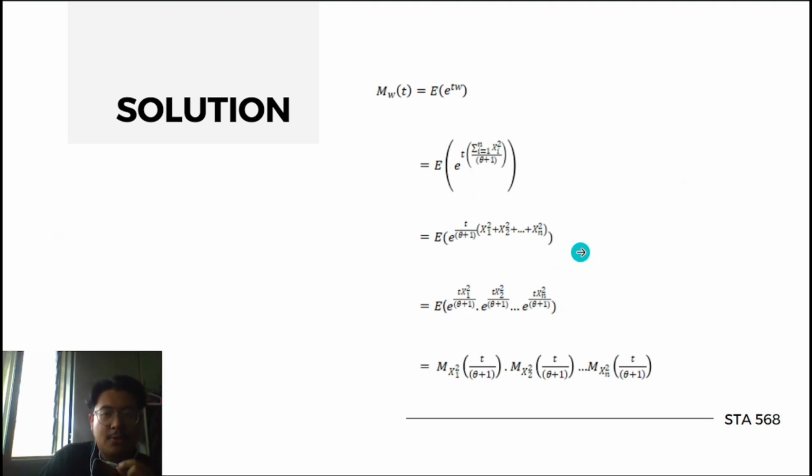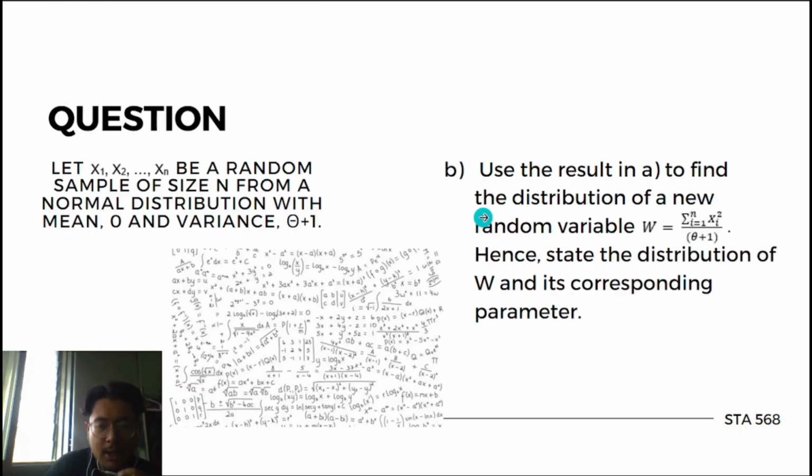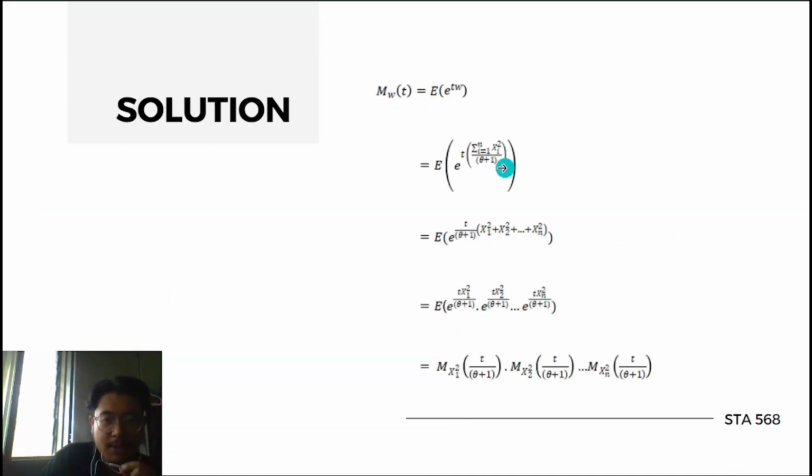So we decided to use the MGF method. First we can write the moment generating function of the new variable W at t, equal to the expected value of e to the power of tW. With this W we can substitute its value into the formula. After this, we can move theta plus 1 to the left side.